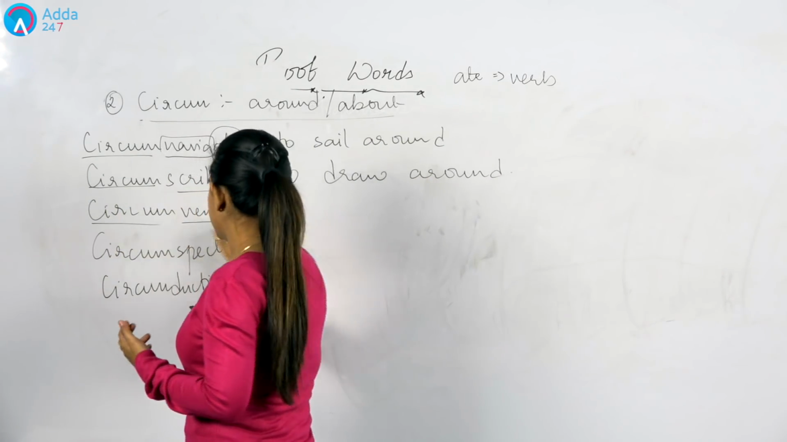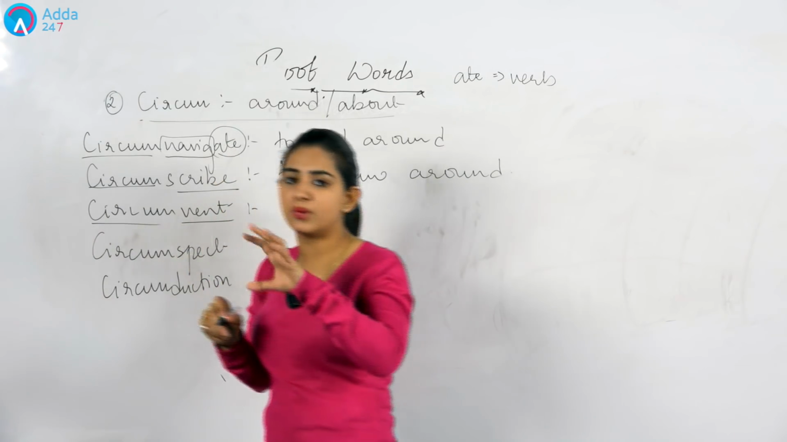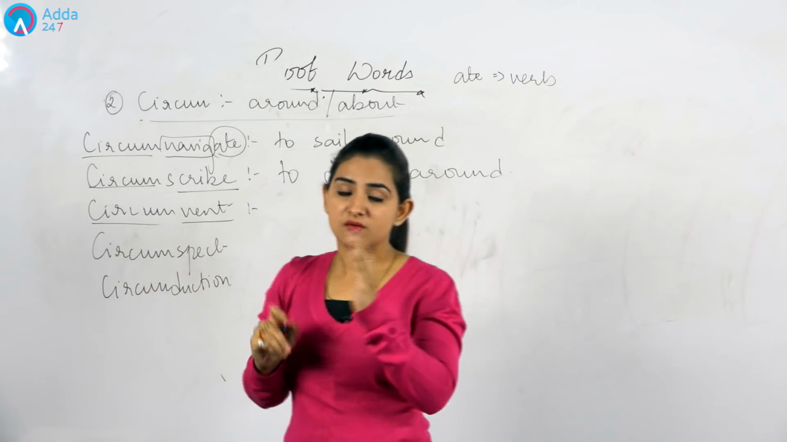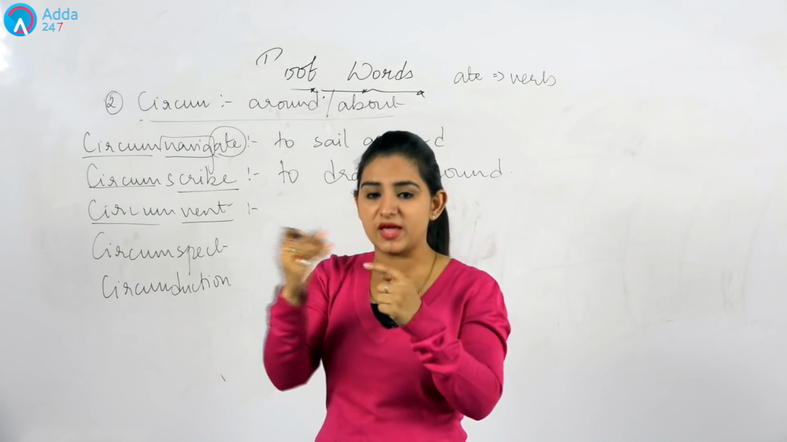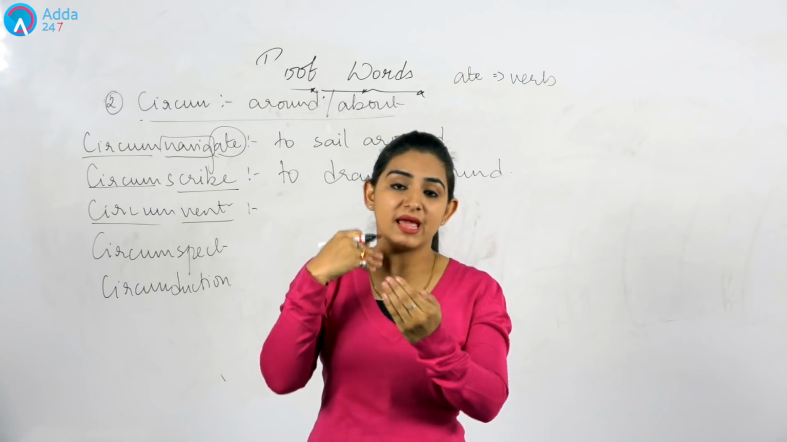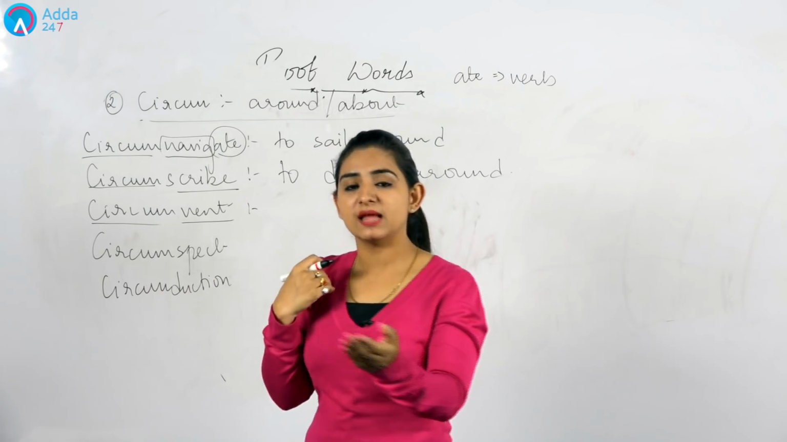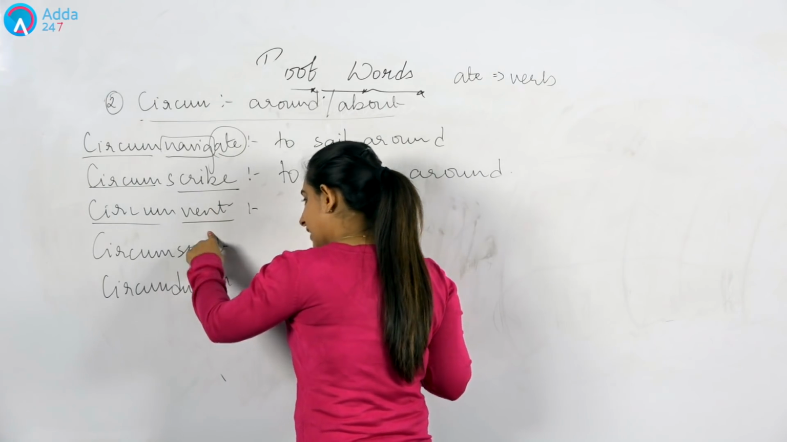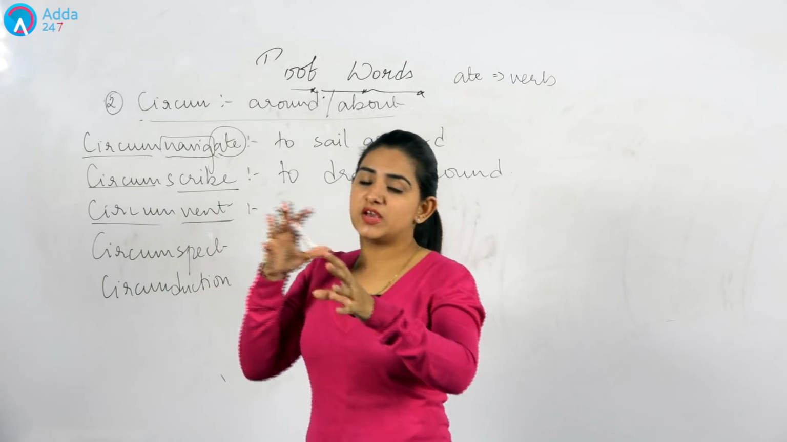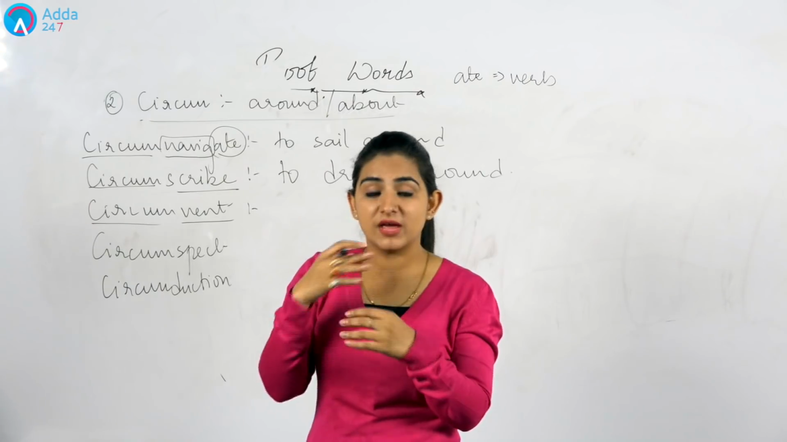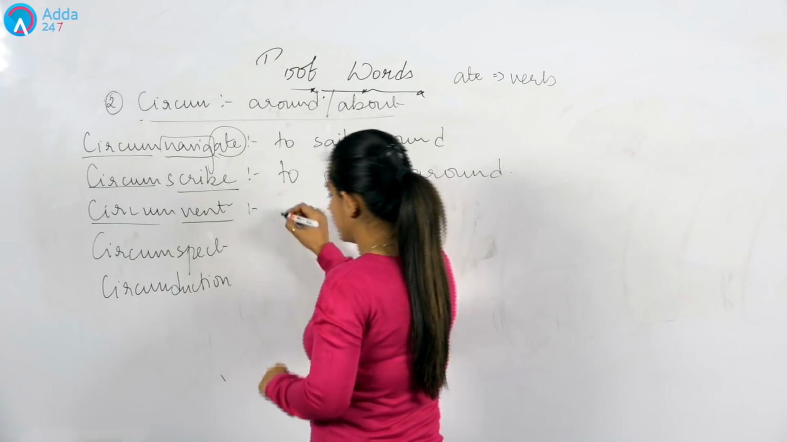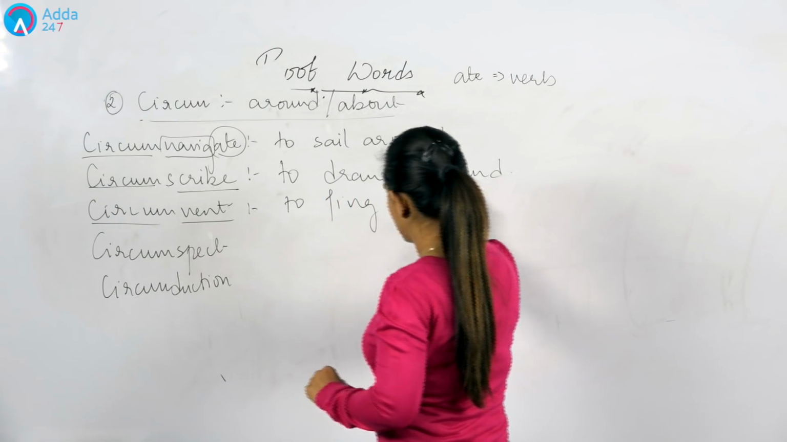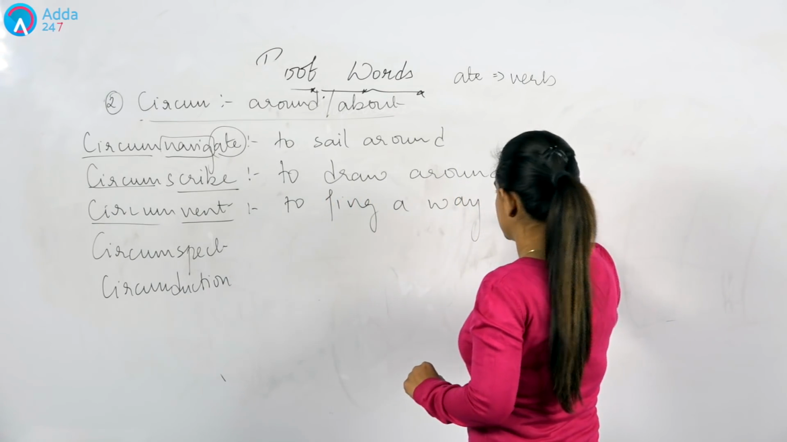Next is circumvent. See, vent means to find a way out, right? Vent, as we have it in ventilator. Ventilator is an area where the air gets in and the air goes out from. So there as well, vent means a place from where something goes out. So circumvent, again, it means what? To find a way around.